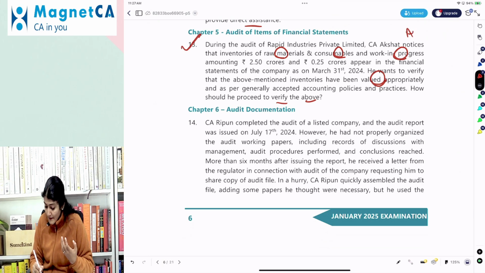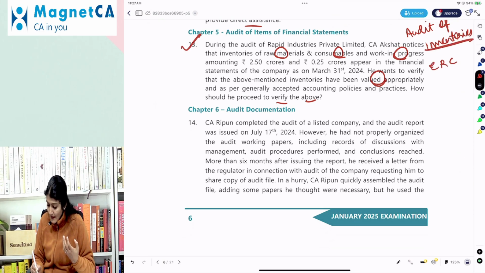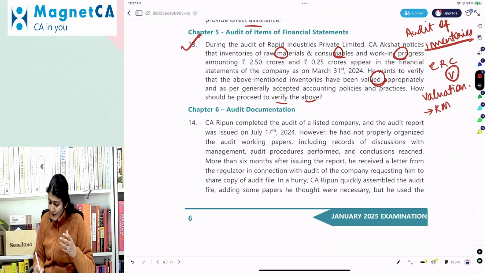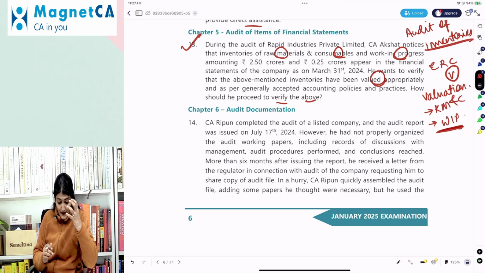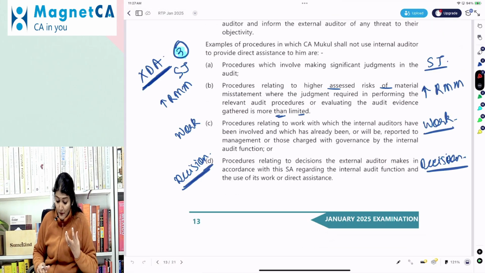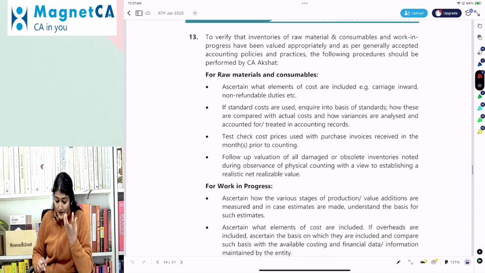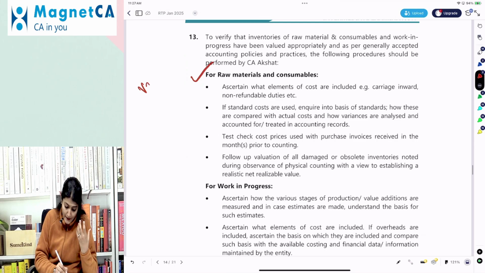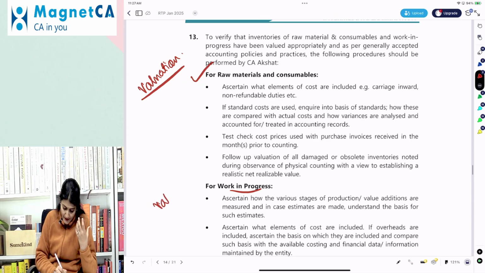Right. So basically, it's a question regarding the audit of the inventories. In the inventory, the question is not regarding the existence, but it is regarding the valuation. In the valuation, the question is regarding the valuation of the raw material and consumables and the work in progress. So that's a detailed, very specific question being asked over there. Now it says for raw material consumable valuation, what are the audit procedures? And for the work in progress, for checking the valuation, what are the audit procedures?